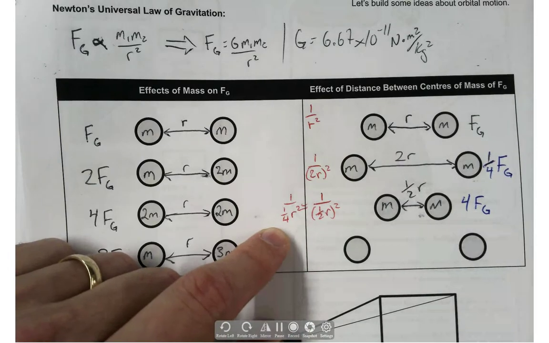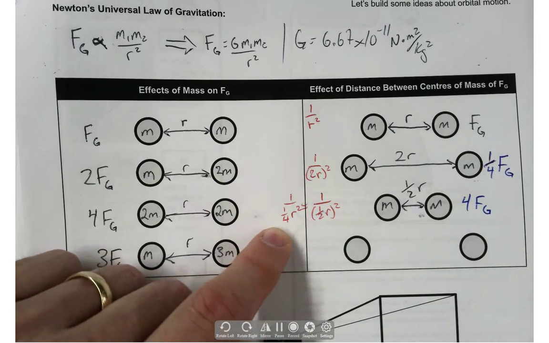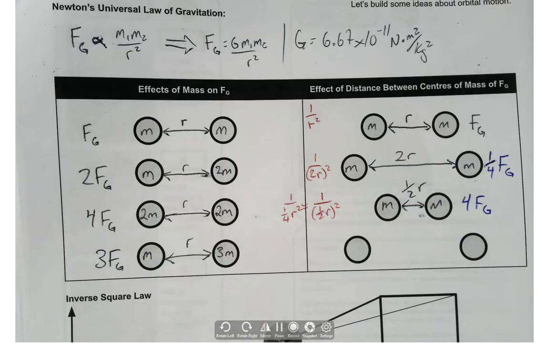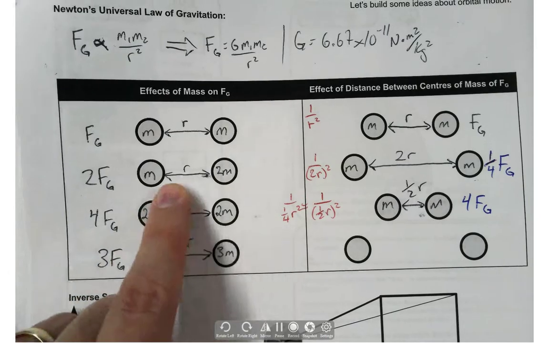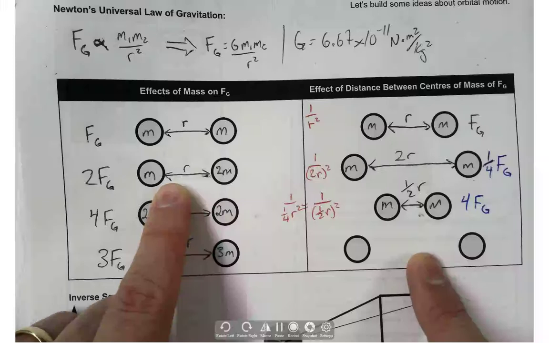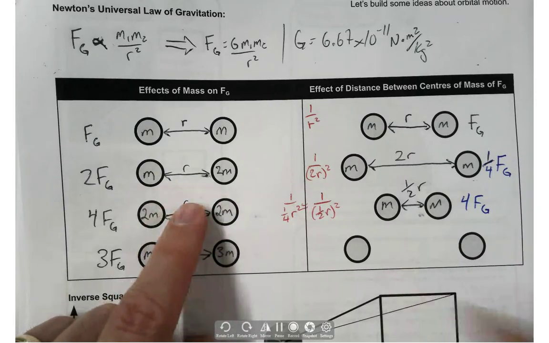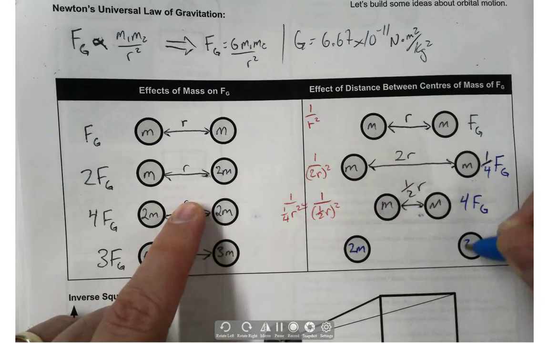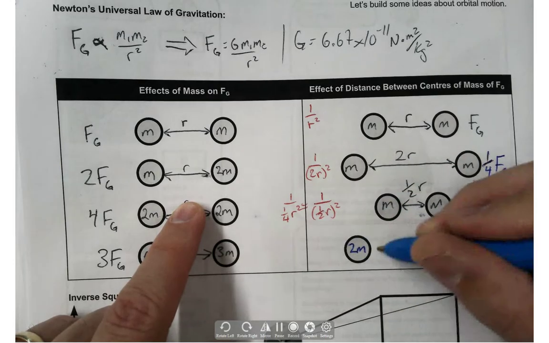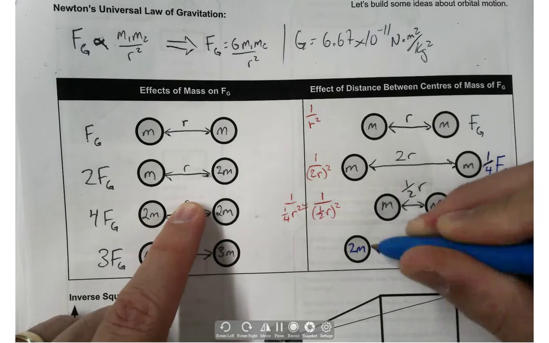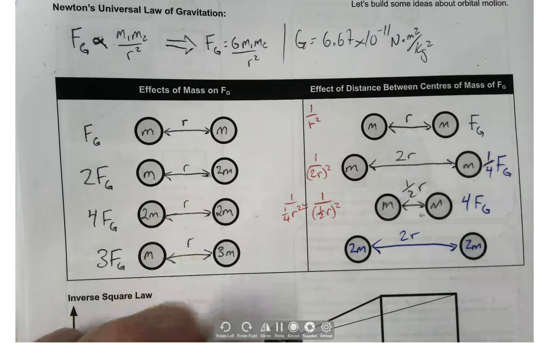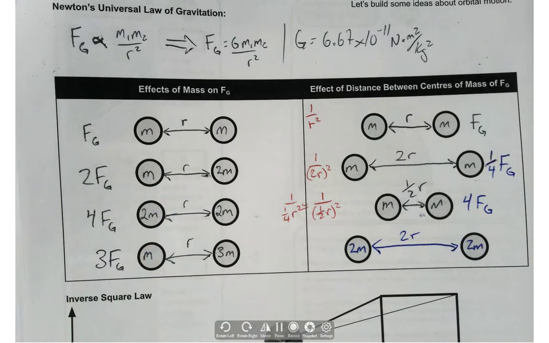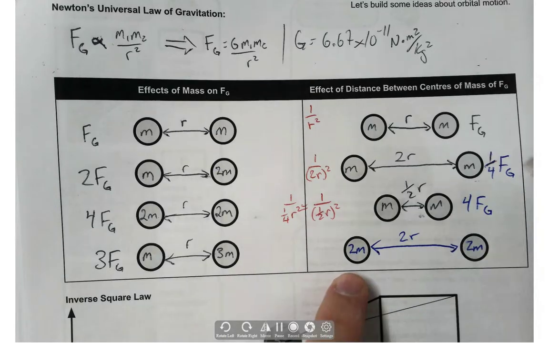This is just playing around with the proportionalities. Now, if I mess around with both what's going on in column 1 and what's going on in column 2, because I think we get the pattern here, and I say, hey, I'm going to knock this guy up to 2m. I'm going to knock this guy up to 2m. And I'm going to separate those two masses by a distance of 2r. Just double everything. More of everything. What does that do to the Fg?